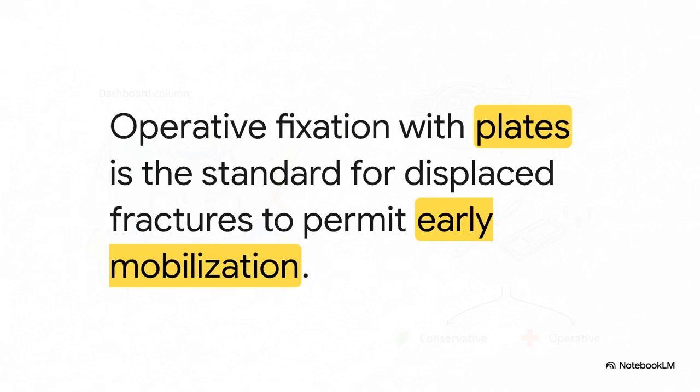But honestly, for the vast majority of these, if there's any significant displacement, we're going to the OR. It's a standard of care, period. Our goal is twofold. We want a perfect anatomic reduction, and we need to lock it down with some serious hardware, usually plates and screws. This isn't just about making the bone heal. It's about giving them a perfectly smooth joint again to prevent that crippling arthritis down the line, and, just as important, to get them up and moving.